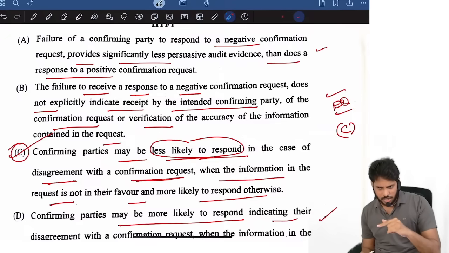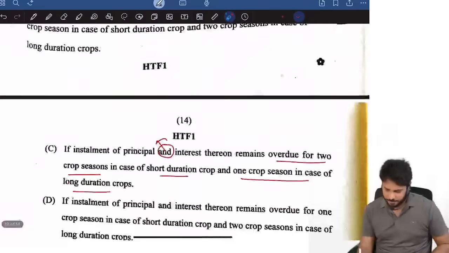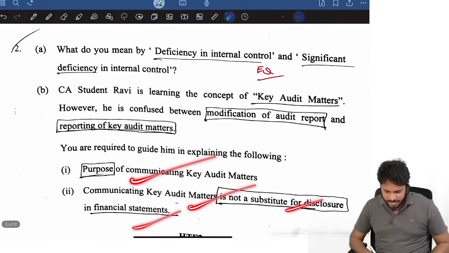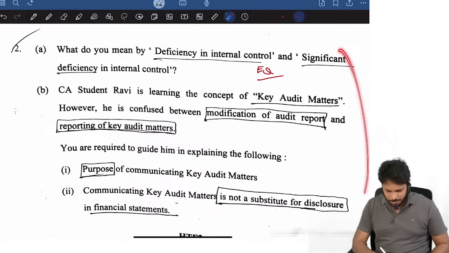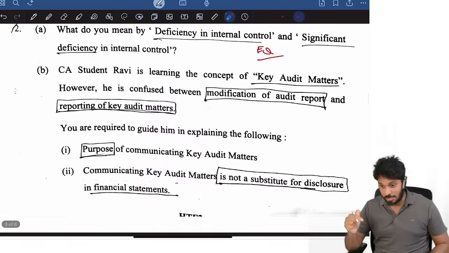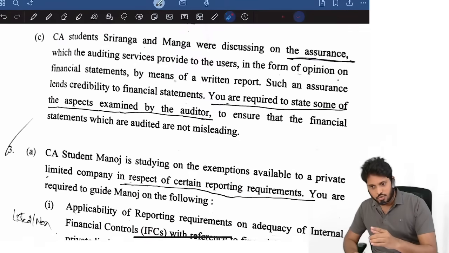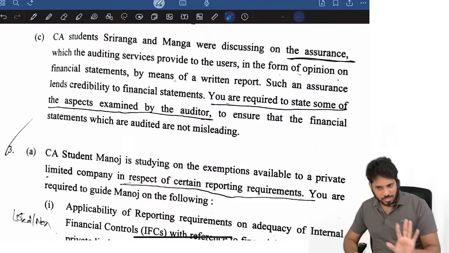I think I covered all the questions now. Purpose of communicating key audit matter. Communicating key audit matter is not a substitute. B question is straight. This also I told in expected questions. I think, Sundari, I covered that. 12th question also I covered.